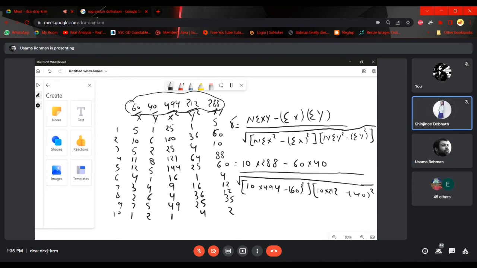ओके ओके. सॉल्व कर दीजिए इसको गाइस. 880. Okay. So what is this E sign? It's not E, it's summation.